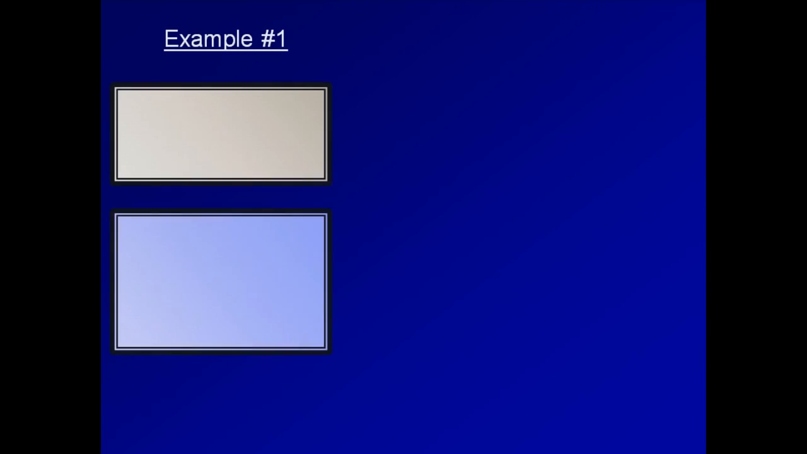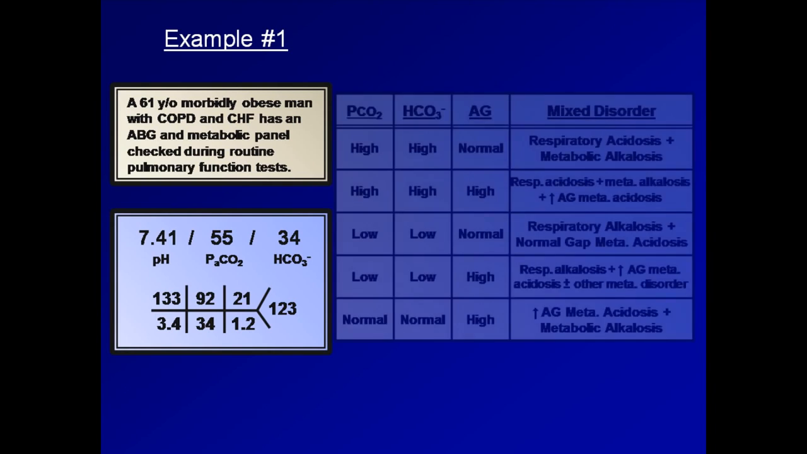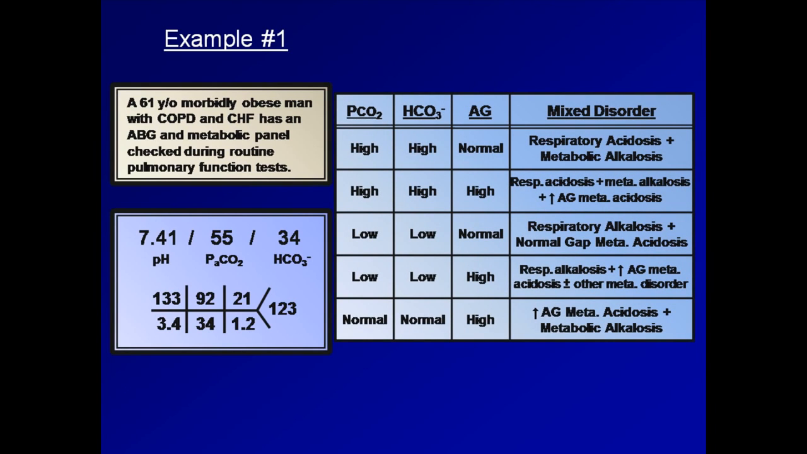So let's go through three examples. Example number one, a 61-year-old morbidly obese man with COPD and a CHF has an ABG and metabolic panel checked during routine pulmonary function tests. We can see that the pH is normal, but the PCO2 and bicarb are definitely not. The easiest thing to do is to pull up our chart from earlier. This man's PCO2 and bicarb are both high, and the anion gap is normal. Therefore, he must have a respiratory acidosis and a metabolic alkalosis.